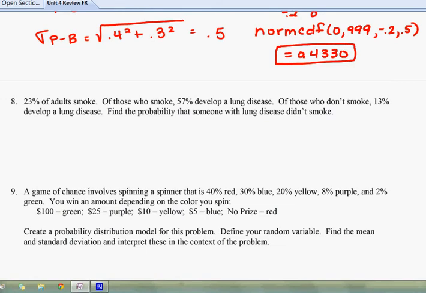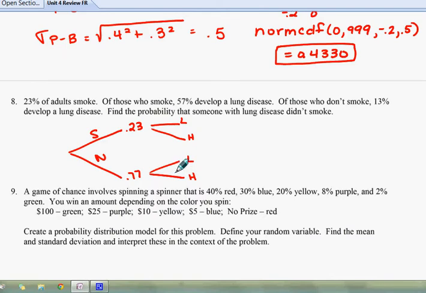Number 8, 23% of adults smoke. Of those who smoke, 57% develop lung disease. Of those who don't smoke, 13% develop lung disease. Immediately I have conditional probability. I want to do a tree diagram. So I'm going to have smokers, and I'm going to have non-smokers. Smokers are 0.23. Non-smokers would then be 0.77. And then we have lung disease, or no lung disease. So I'm just going to put healthy. Lung disease or healthy. Lung disease or healthy.